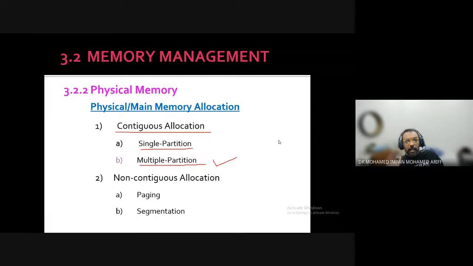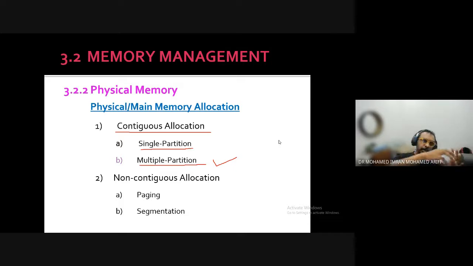Okay, so dia akan masuk in two methods, contiguous and non-contiguous. Contiguous means proses yang masuk tu, pecahan-pecahan tu is side by side, in a single partition or multiple partitions. Single partition means everything goes in there, side by side.